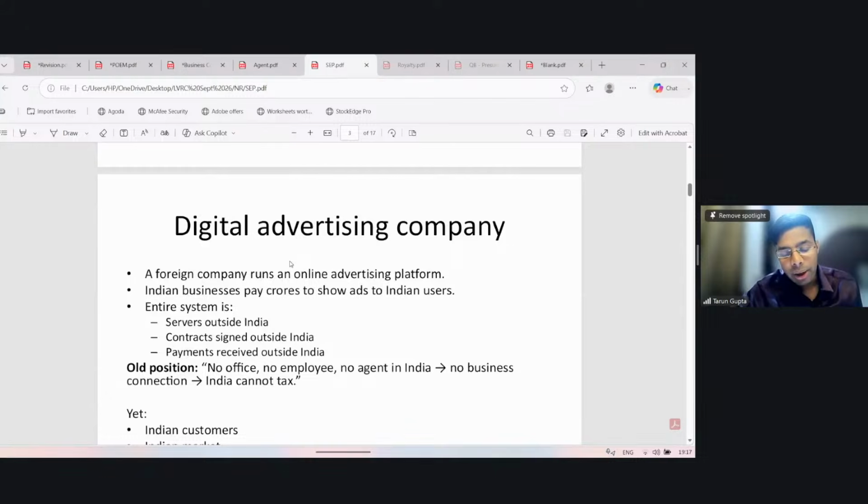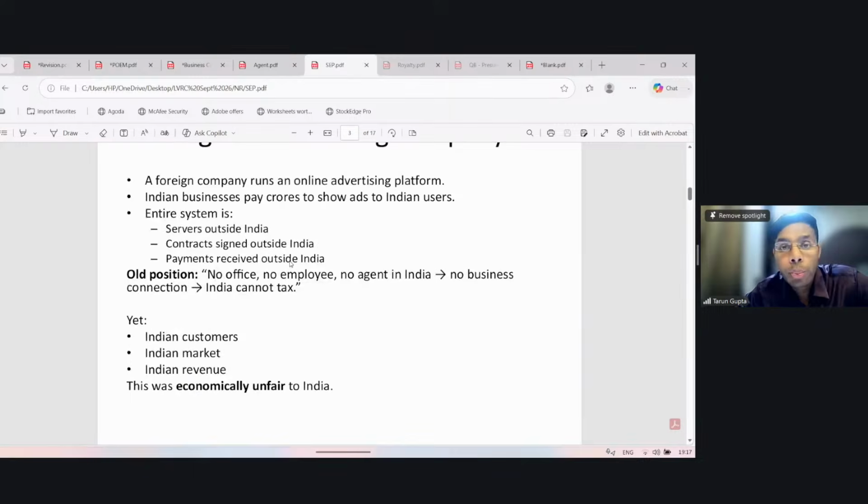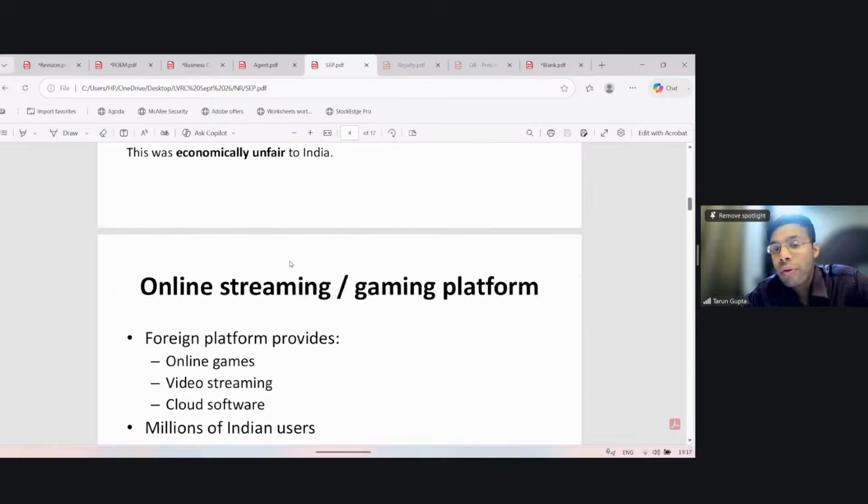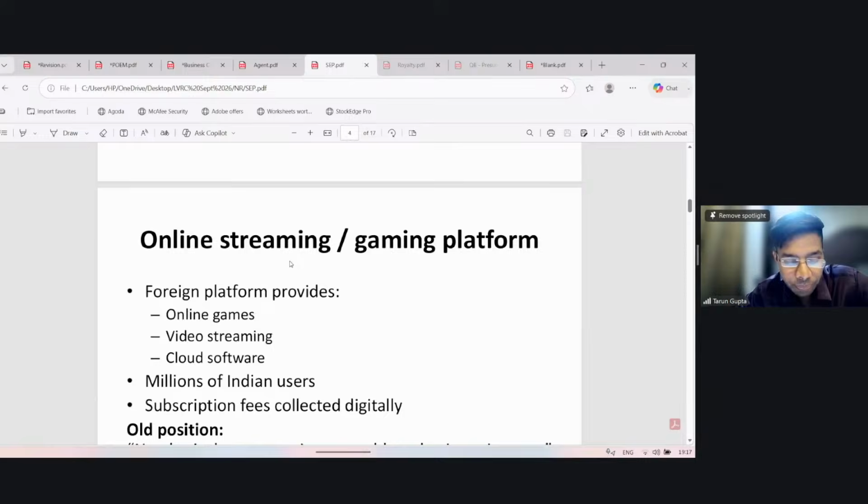Now take an example. A foreign company runs an online advertisement platform. Indian businesses pay crores to show ads to Indian customers. The entire system is on servers outside India, the contract is signed outside India, and payment is received outside India. So earlier, it did not constitute business connection, yet there was an Indian customer, Indian market, Indian revenue. So this was very economically unfair to India.